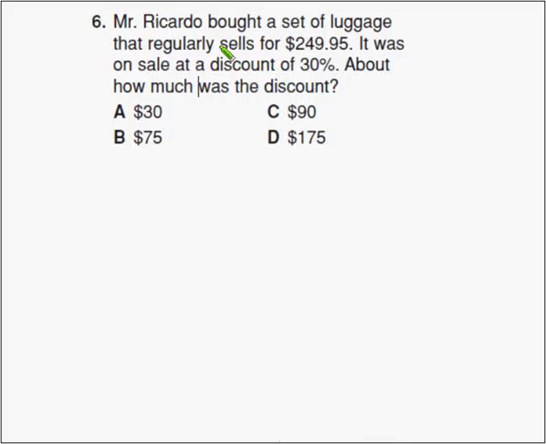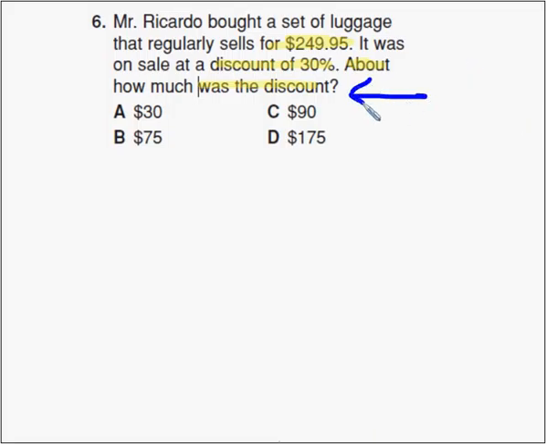So we're doing some more estimating here. Mr. Ricardo bought a set of luggage that regularly sells for $249.95. It was on sale at a discount of 30%. About how much was the discount? Now, about, so they're asking us to estimate. And they're asking for the discount here.